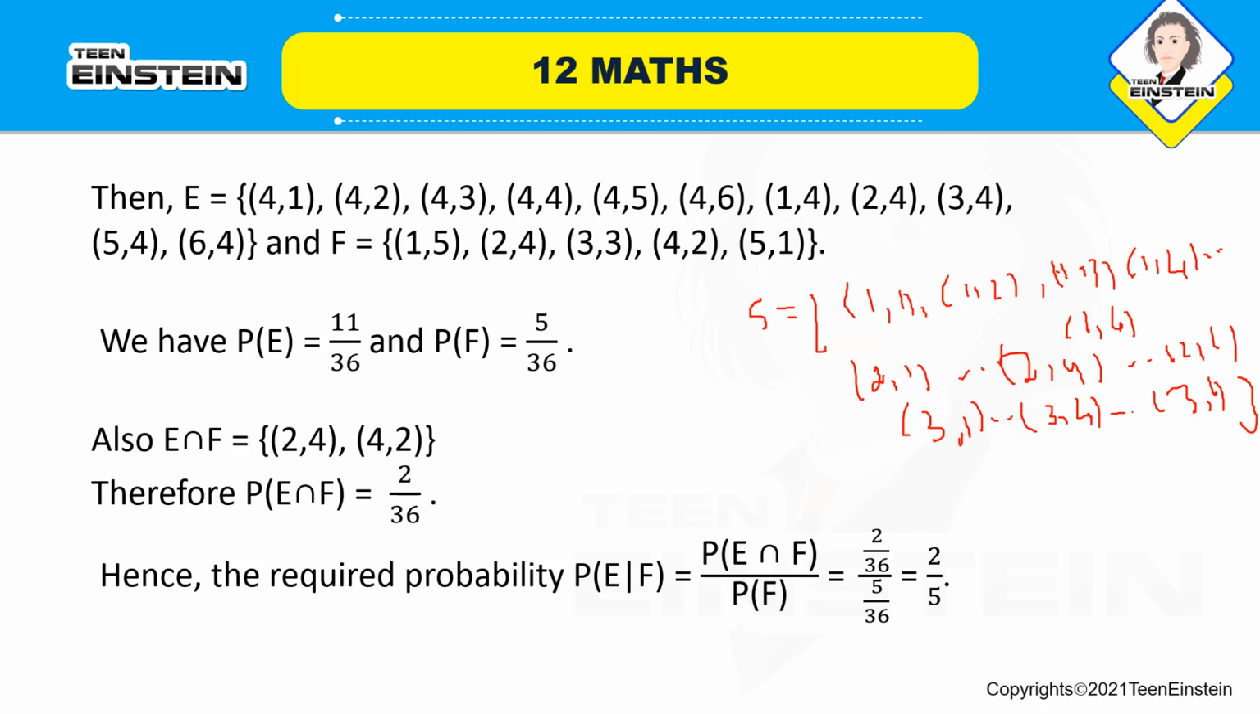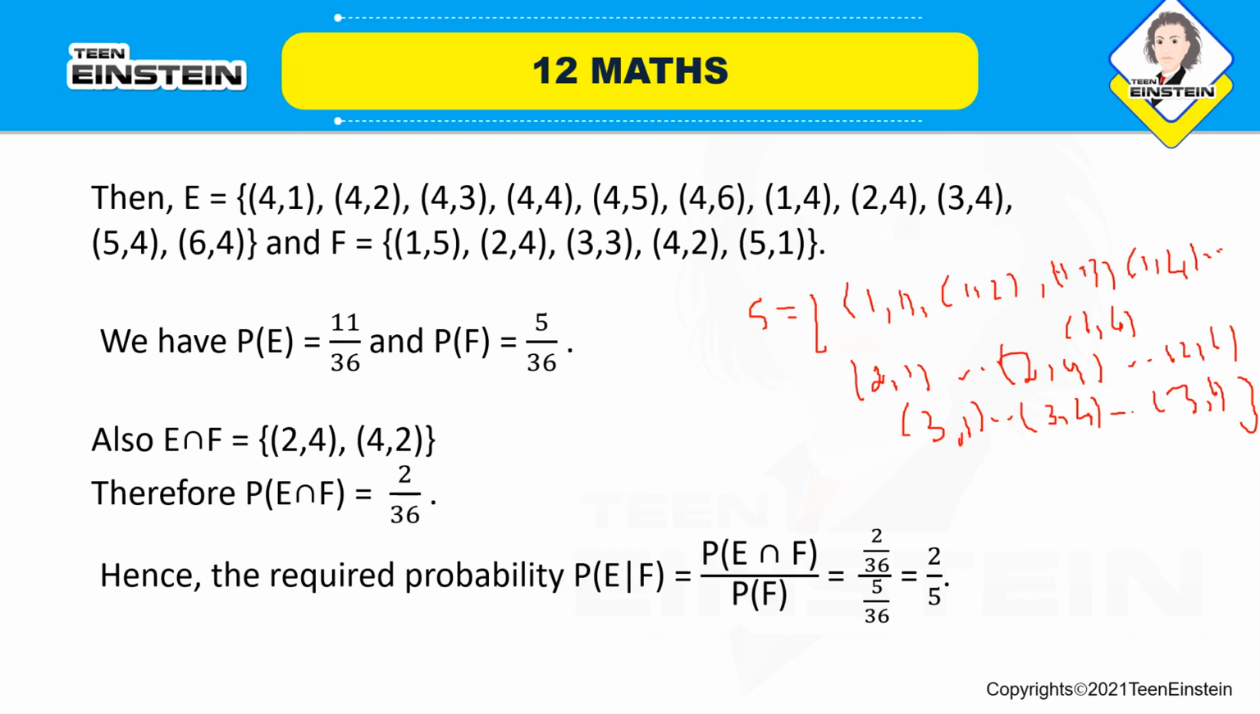4 1. Here in the first row you are getting 4, the second row you are getting 1. Here in the first row you are getting 4, in the second row we are getting 2. Next in the first row we are getting 4, second row we are getting 3. First row 4, second row 4. First row 4, second row 5. First row 4, second row 6. So more than one time 4 is allowed.